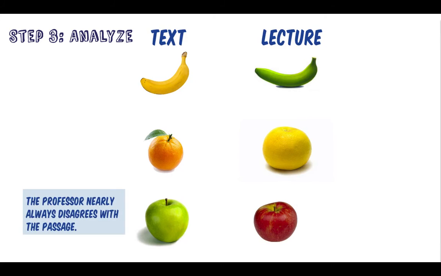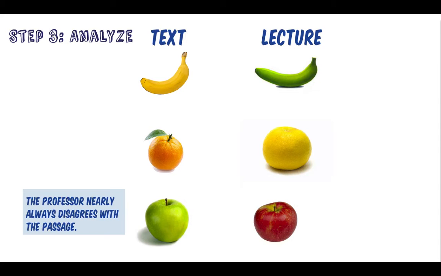First of all, we know that the professor nearly always disagrees with the passage. So here's a very simple example. You would never see anything like this on a test, but imagine that the writer says, "Bananas are yellow." The professor says, "I disagree with the text. Bananas are green."